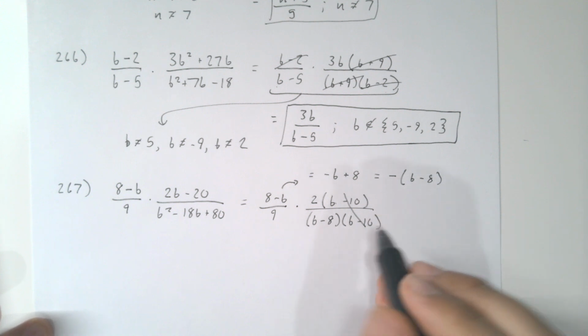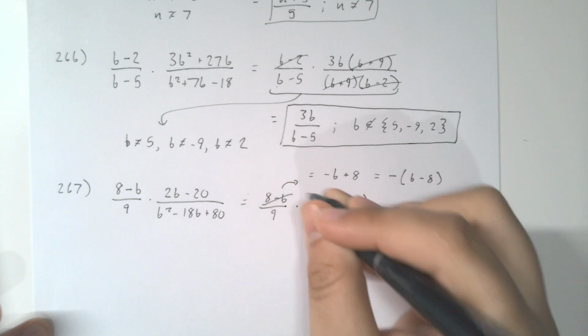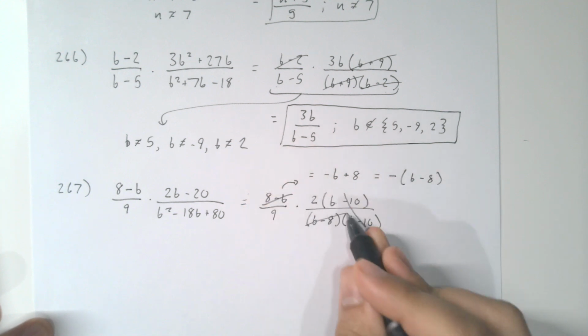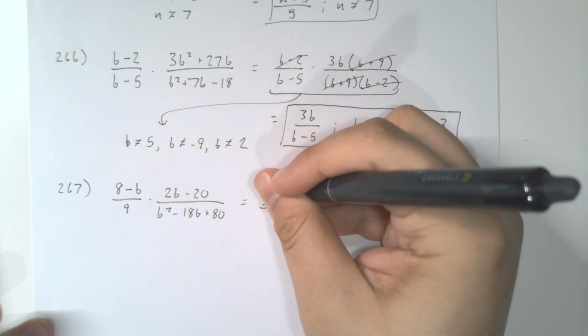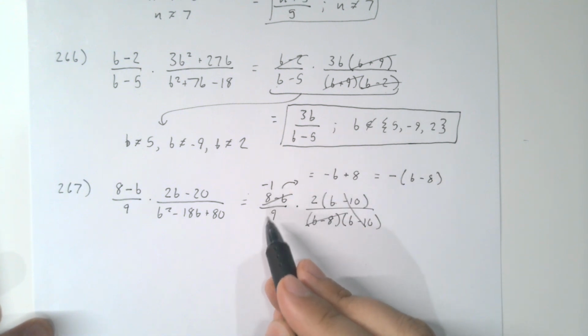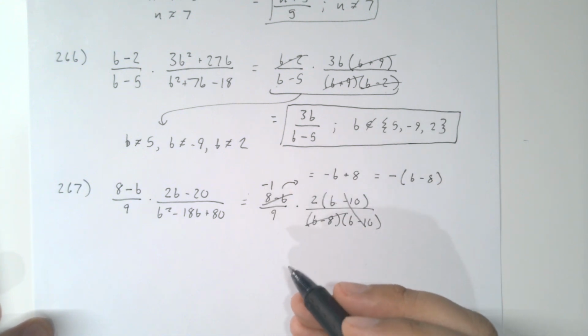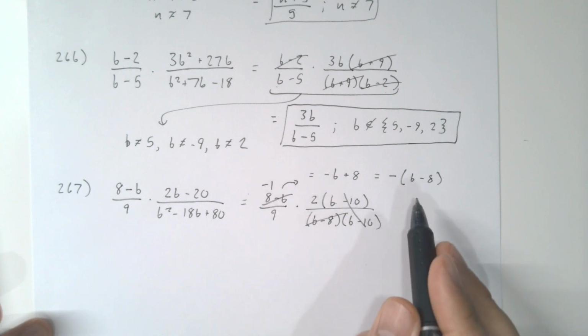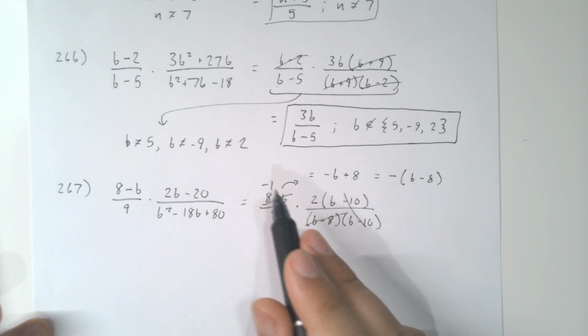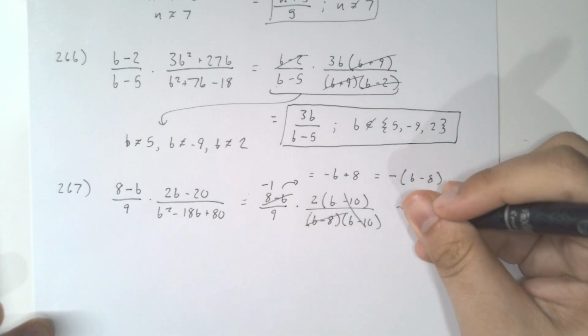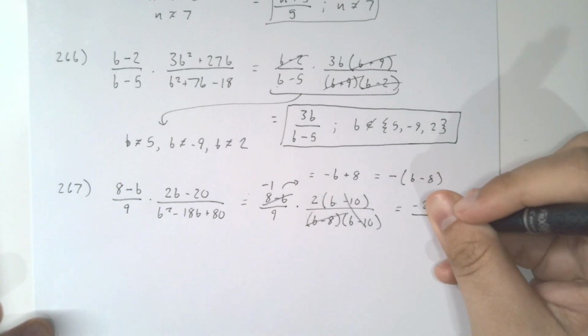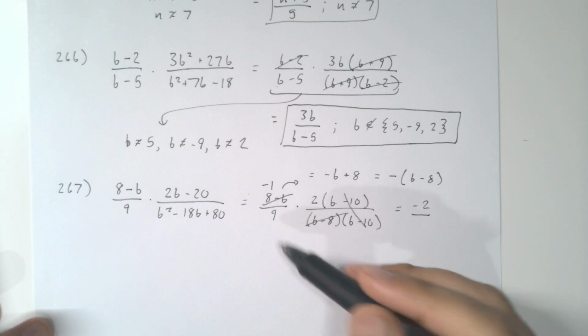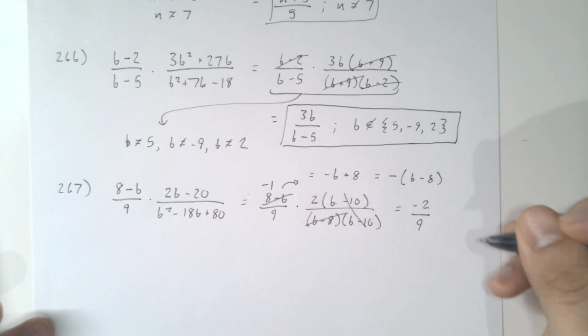So it turns out that we can cancel the 8 minus b and the b minus 8 as long as we put a negative 1 right here. And now we don't have any b minus 10s, we don't have any b minus 8s. All we have is negative 1 times 2, which is negative 2, and a 9 on the bottom. So we have negative 2 over 9.